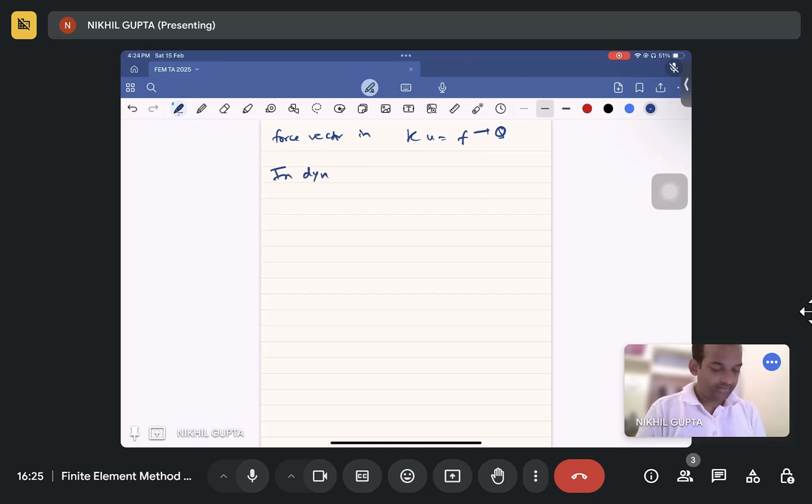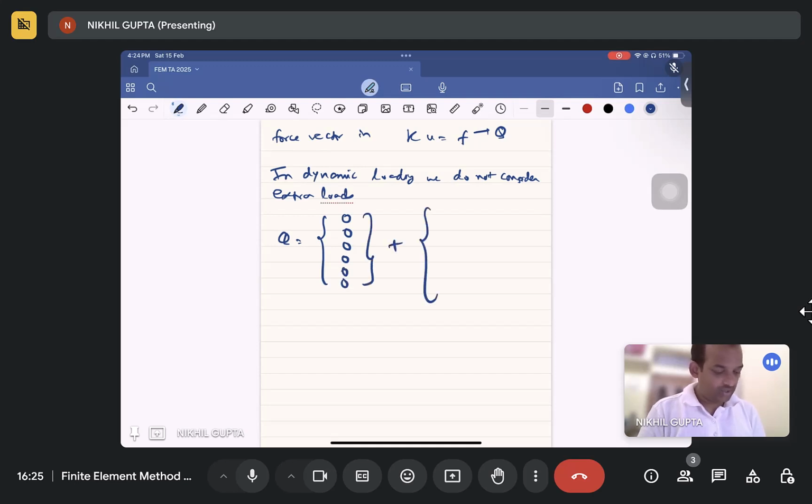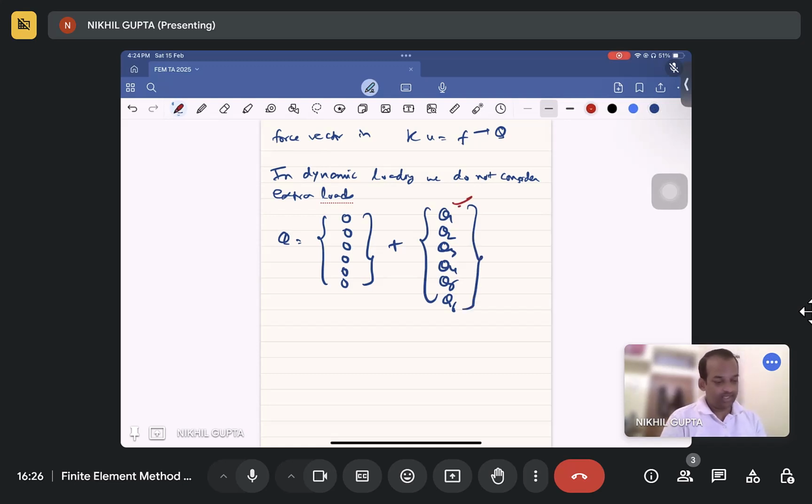In dynamic loading we do not consider extra loads. So for that q is equal to 0 0 0 0 0 0 plus the static loads, which are q1 q2 q3 q4 q5 and q6. These are the general loading we have seen in our previous problems of FEM, and we will use that.